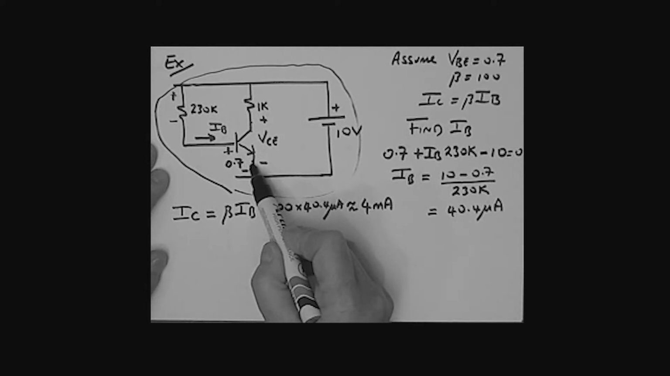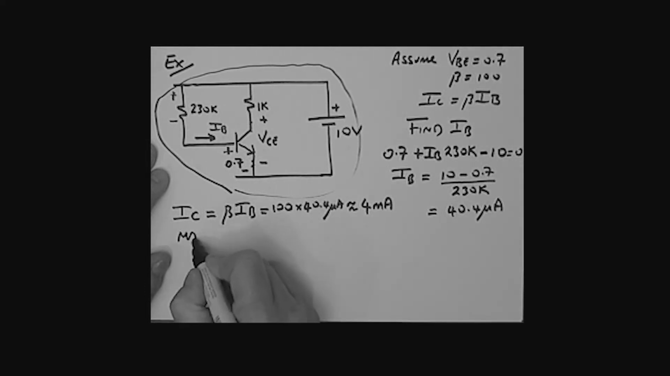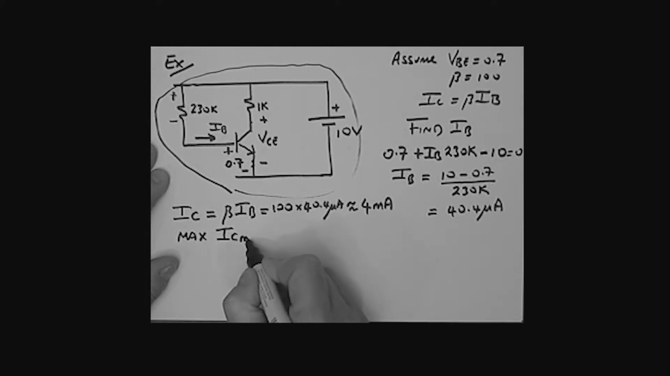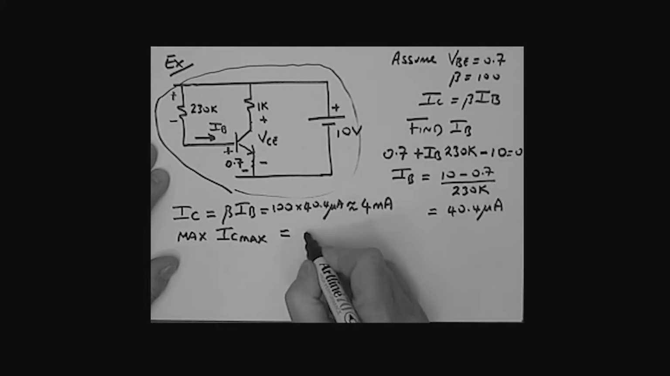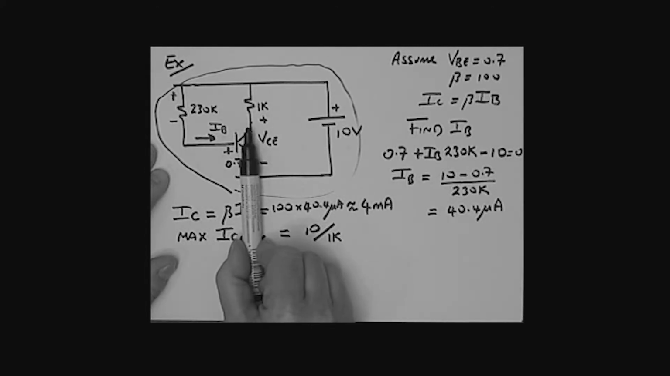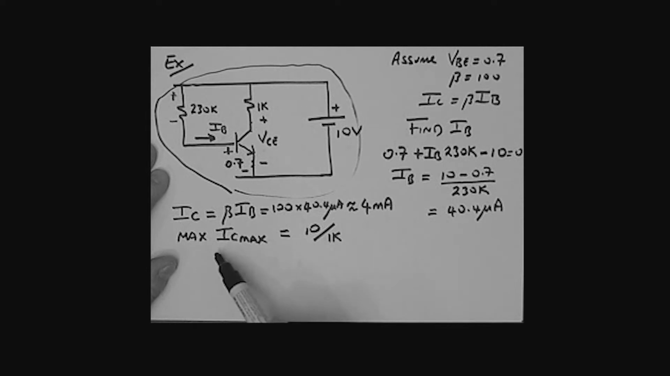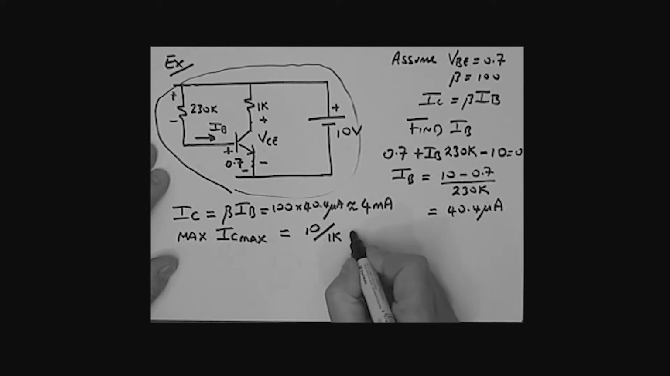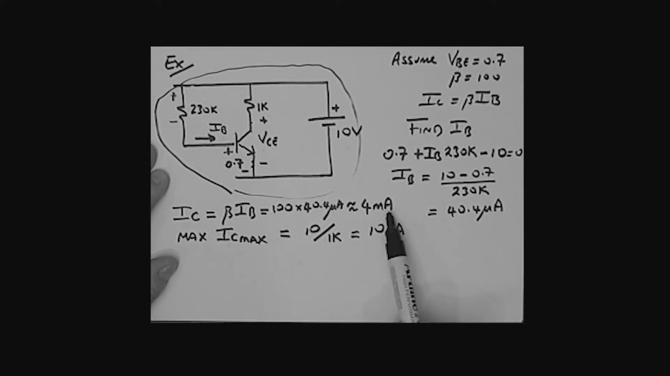All right, well, what is that maximum then? The maximum IC, sometimes we call it IC max, is simply equal to 10 divided by 1K in this case. Look at the transistor now as a closed switch. What do you have in that circuit? You basically have 10 volts across the 1K resistor. And so the maximum collector current is 10 divided by 1K, which is 10 milliamps. Well, we've calculated 4 milliamps. We're not at the maximum, so the transistor is not saturated. So it was valid for us to use that equation.